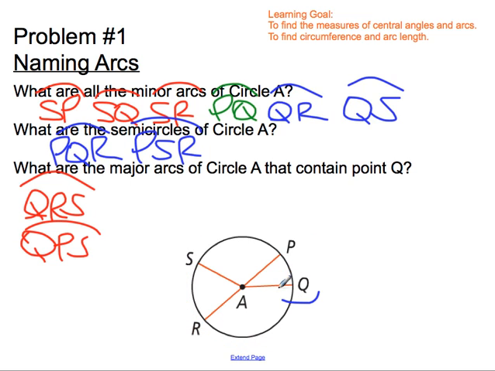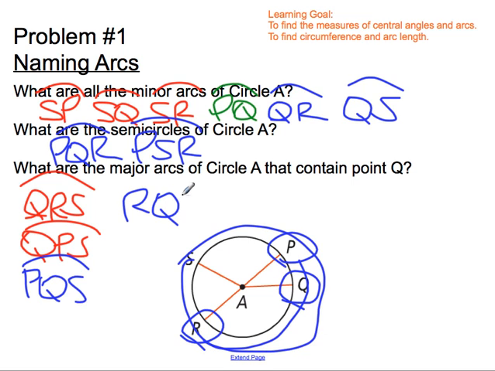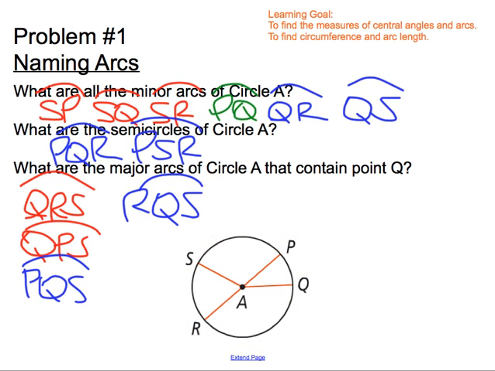If we include Q in the middle, then we could start at P, use Q and S, so we could have PQS. That would be this arc. We could start at R, and go through Q around to S, so we could have RQS. And so hopefully you get the idea of major arcs.